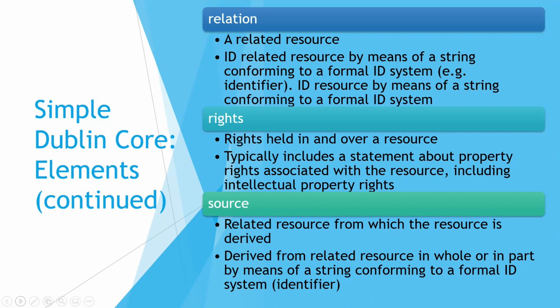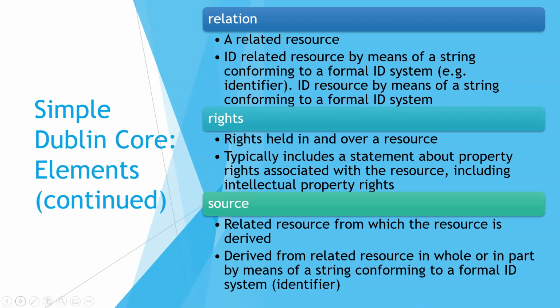So what is a relation? It's a related resource. It identifies the related resource by means of a string conforming to a formal identification system, in other words, an identifier. The rights is rights held in and over a resource. It typically includes a statement about property rights associated with the resource, including intellectual property rights.